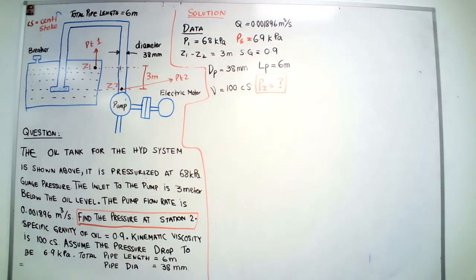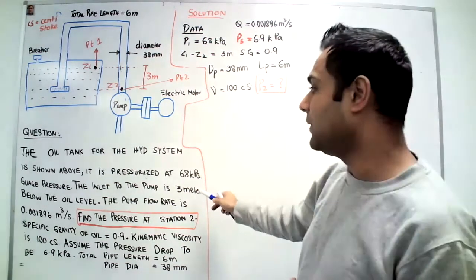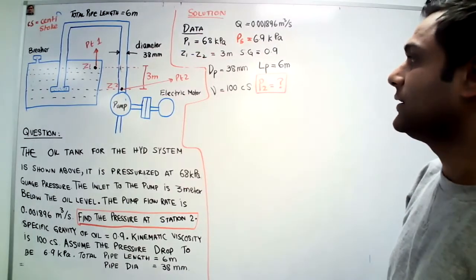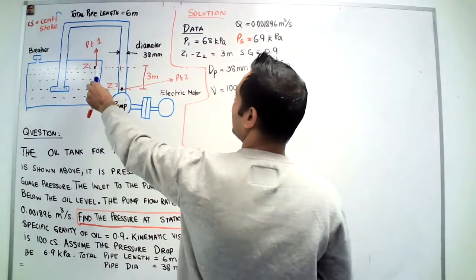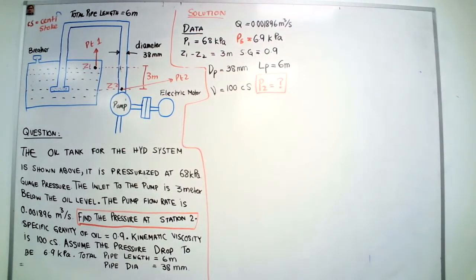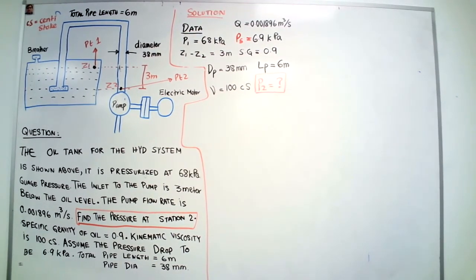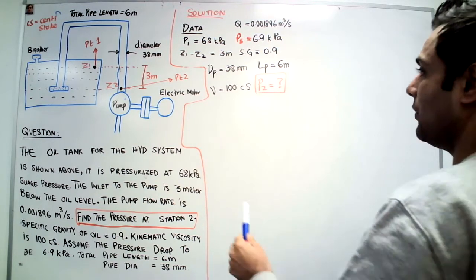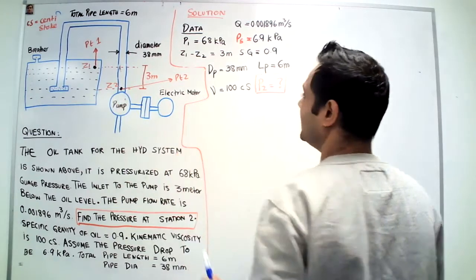The inlet to the pump is 3 meters below the oil level. So the inlet to the pump is the oil level, and that one is 3 meters. The pump flow rate is 0.001896. The flow rate is given as 0.001896 meter cube per second. We need to find out the pressure at this point.